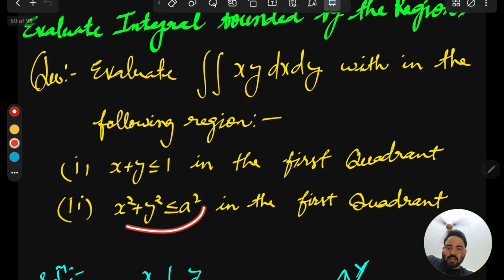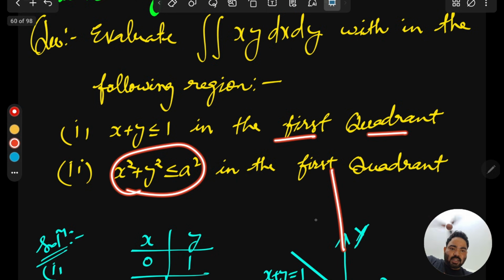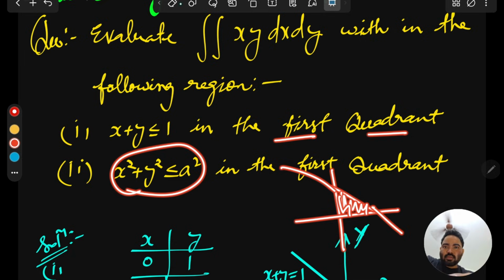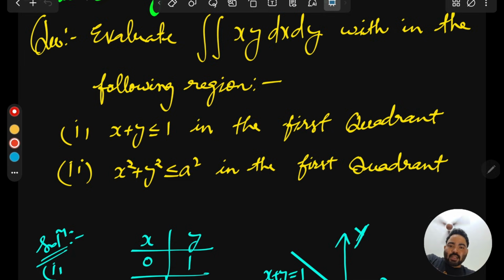Now let's discuss how you will solve this integral in this quadrant. And here you can see, in the first quadrant. That's why I just restrict myself to the first quadrant. Otherwise we have to go to the other quadrants also. So this thing you have to notice. Now come to this question.